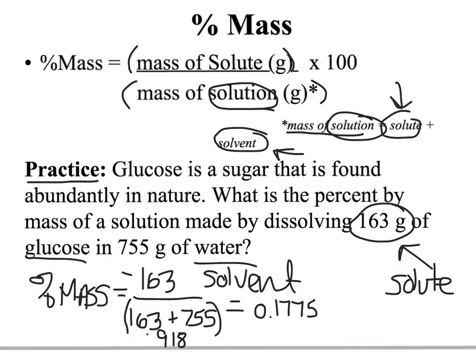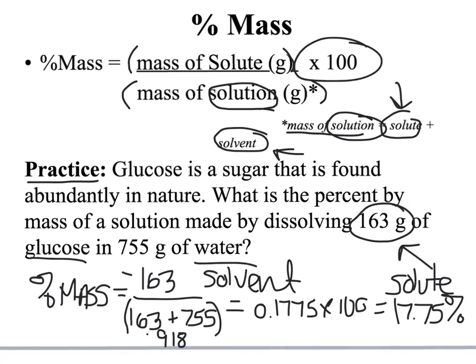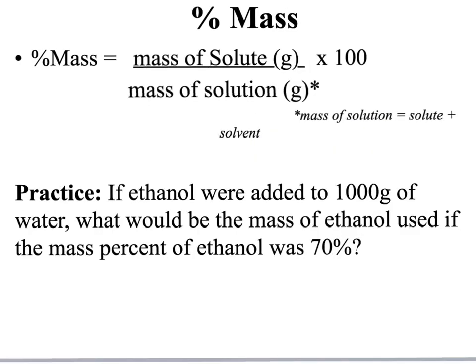0.1775. Now remember, that's not the complete equation. You have to multiply by 100 to get it in the proper percent form. So when you do that, move the decimal 2 places over, and this is a percent mass concentration of 17.75%. It's that easy.